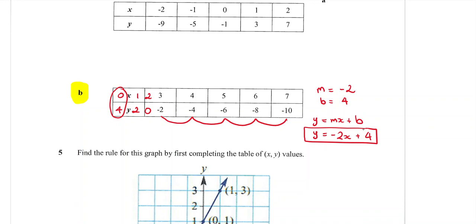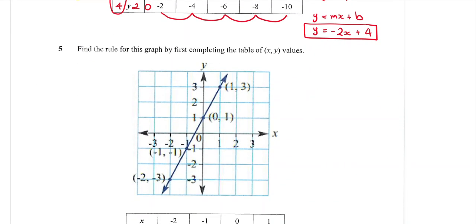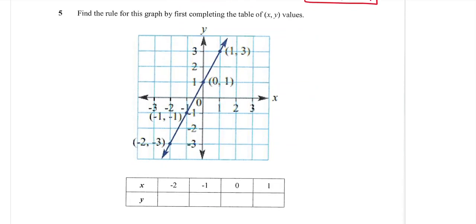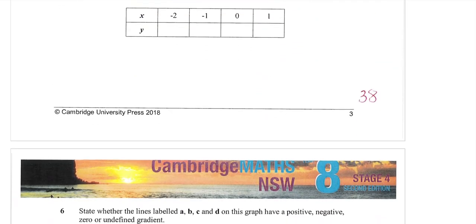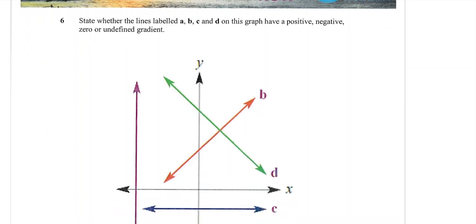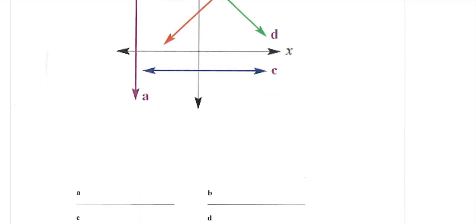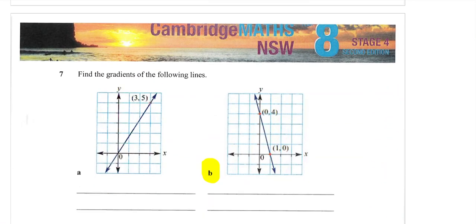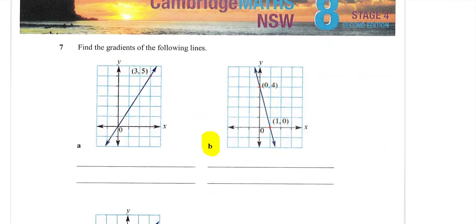Okay, ready to move on? Question 5, find the rule by completing that. You can do that, you're just filling in the table yourself and then finding the rule. That's very similar. Question 6, all you're asked to do is to say whether these lines are positive, negative, 0, or undefined. Remember, uphill is a positive gradient, downhill is a negative gradient, 0 is your horizontal, and vertical lines are undefined. So I've pretty much told you the 4 things that are there, and you can just label the right ones for that.